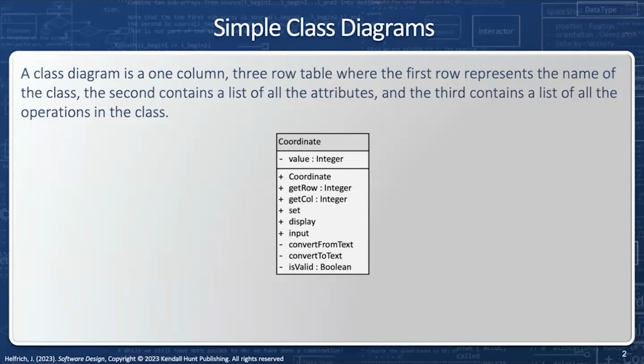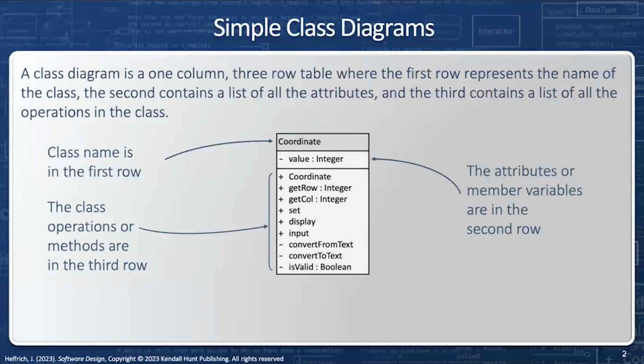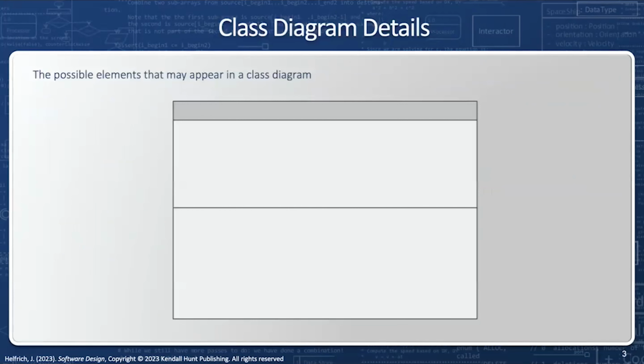A class diagram is a one-column, three-row table, where the first row represents the name of the class, the second contains a list of the attributes, and the third contains a list of all the operations in the class. And so the first is the name of the class. The second row is the attributes or member variables. And the third row is all the methods or member functions. But it turns out there's more to it than that.